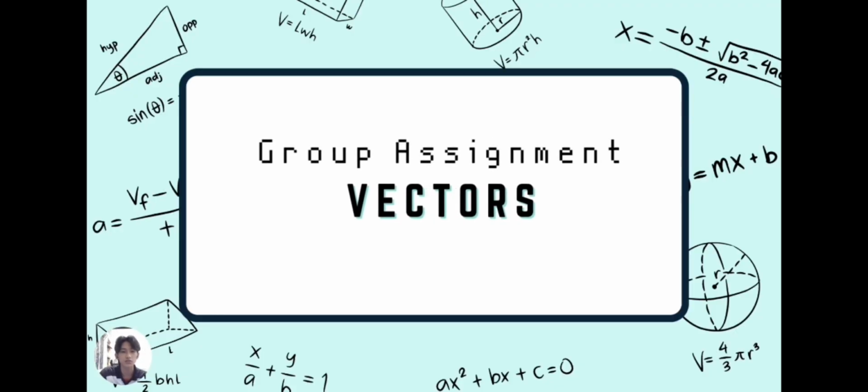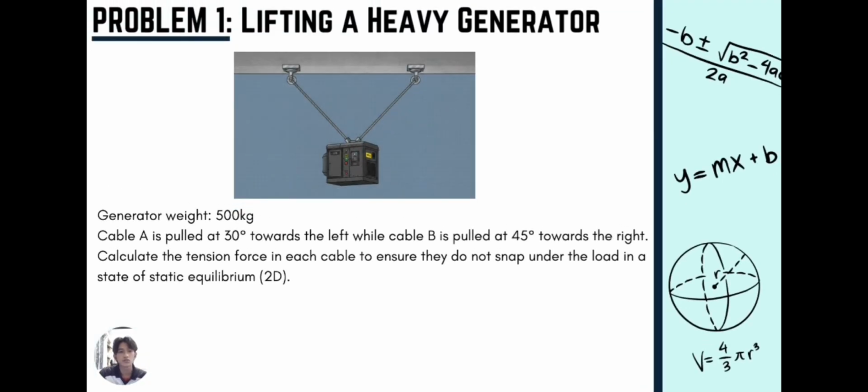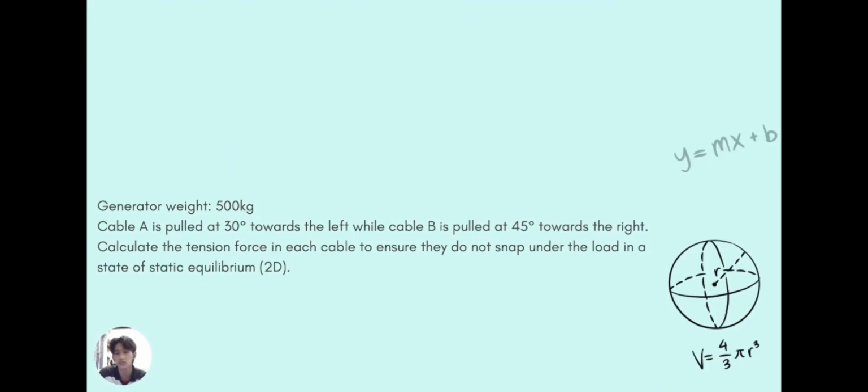So for this video, we're going to discuss vectors. For problem 1, imagine an engineering team needs to lift a heavy electrical generator weighing 500 kg using two cables attached to two different anchor points on a ceiling. Cable A is pulled at 30 degrees towards the left, while cable B is pulled at 45 degrees towards the right. Calculate the tension force in each cable to ensure that they do not snap under the load in a state of static equilibrium in 2D.